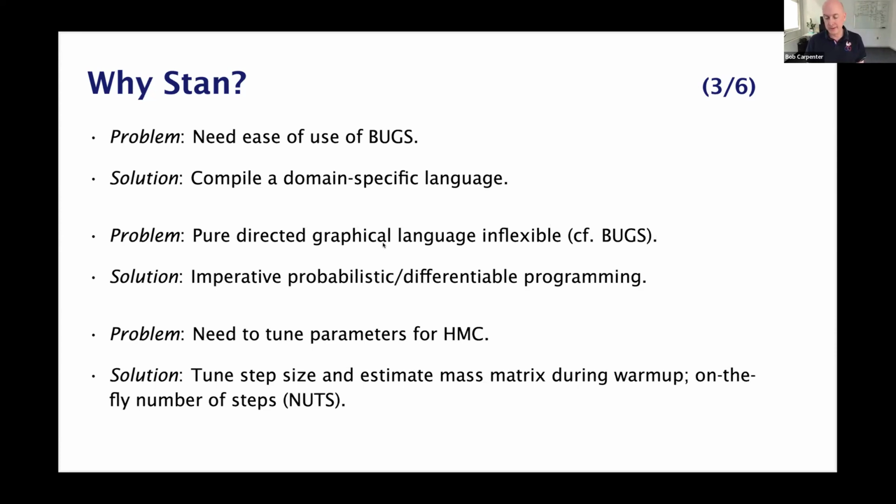HMC, there were many reasons HMC wasn't used. The main one was that you couldn't calculate derivatives, but it is also nearly impossible to tune for the step size and mass matrix. So this was the problem that Matt solved while we were working together, which was he developed NUTS, the No-U-Turn Sampler, which figured out the path length. And then we estimate a mass matrix and step size during warm-up.